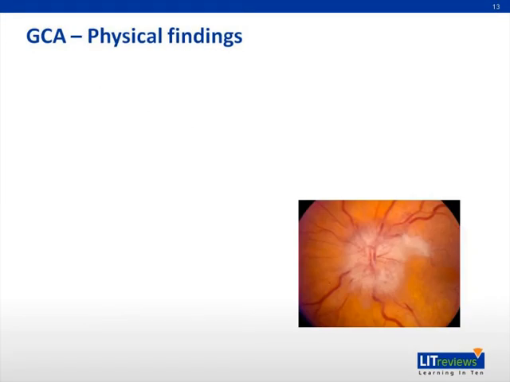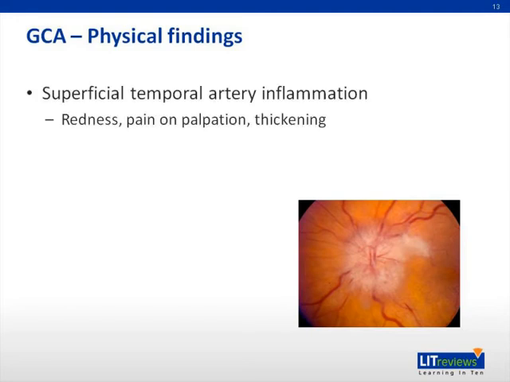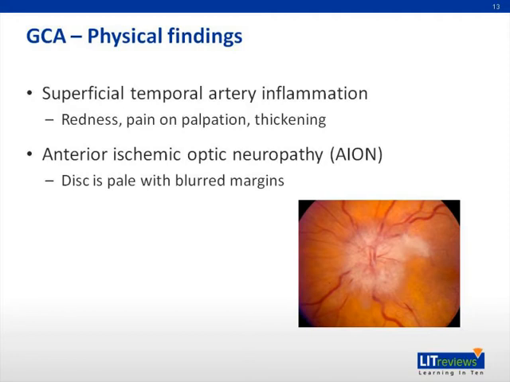Physical examination may also provide clues to diagnosis. Special attention should be focused on a few specific areas. Palpation of the region of the superficial temporal artery on the scalp can demonstrate tenderness, redness, and/or thickening. Retinal exam is critical to evaluate for anterior ischemic optic neuropathy. This appears as a pale disc with blurred margins as seen in this picture. AION is the most common cause of visual loss in these patients, which is one of the most severe consequences. Finally, involvement of the carotid may lead to an audible bruit on auscultation.